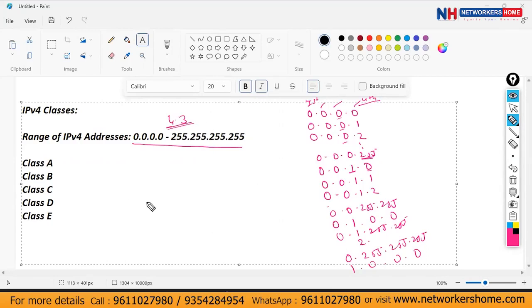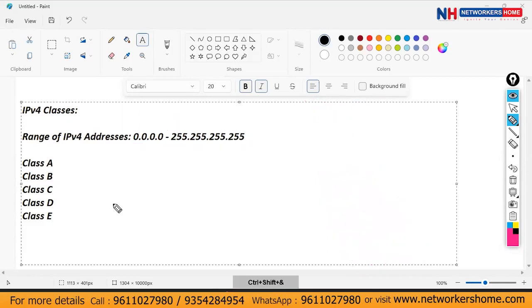Now to assign these addresses, IPv4 was divided into classes. To each and every class, some range of addresses was provided. In the case of class A, the range was from 0.0.0.0 till 127.255.255.255. This range was given to class A. Means if there is any IP address belonging to this range, that will be considered class A.